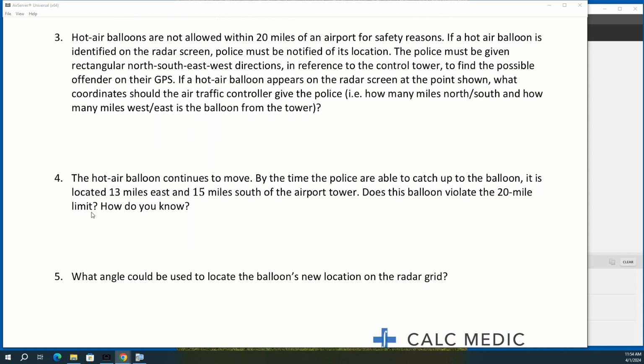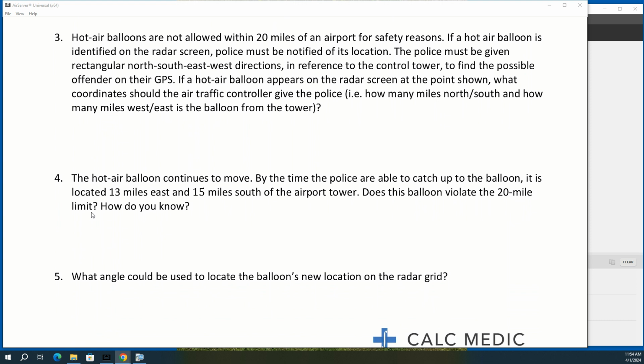Hot air balloons are not allowed within 20 miles of an airport for safety reasons. If a hot air balloon is identified on the radar screen, police must be notified of its location. The police must be given rectangular north, south, east, west directions in reference to the control tower to find the possible offender on their GPS.